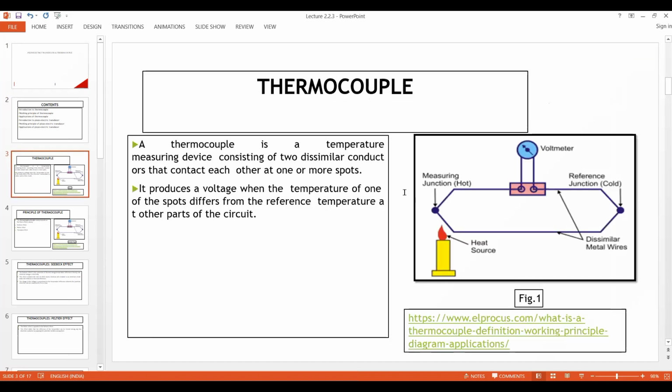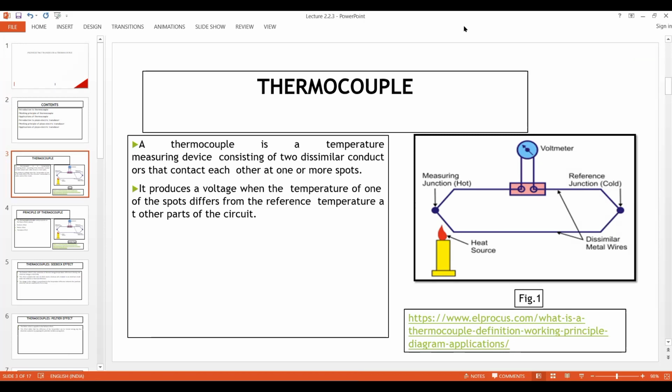We know very well, as I told you, we have the Seebeck, Peltier, and Thomson effects. Basically, a thermocouple is a combination of two junctions, which means we are making two junctions available. One is a cold junction and one is a hot junction.